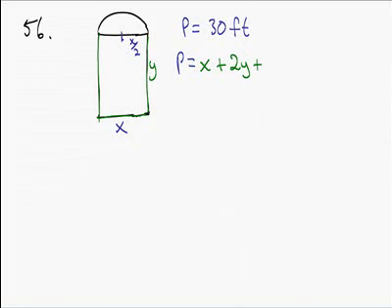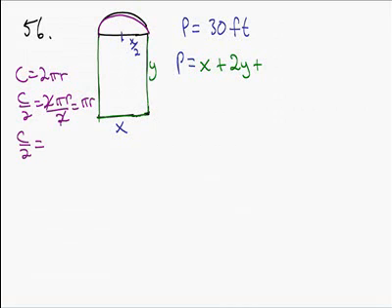Plus, well, let's see, we're going to have a circumference, I guess, of half of this circle. So remember, the circumference of a circle is 2 times pi times r. So we want half of that. So that's 2 times pi times r over 2, which is just pi times r. And so half of the circumference is equal to pi times the radius, which is given by x over 2. So that is what the circumference of that half circle is going to be. So that's pi times x over 2. Now again, what is this equal to?